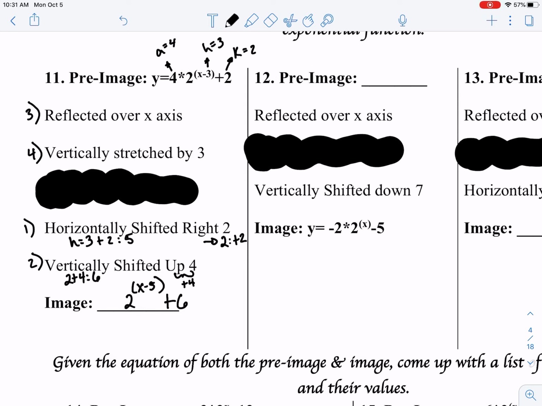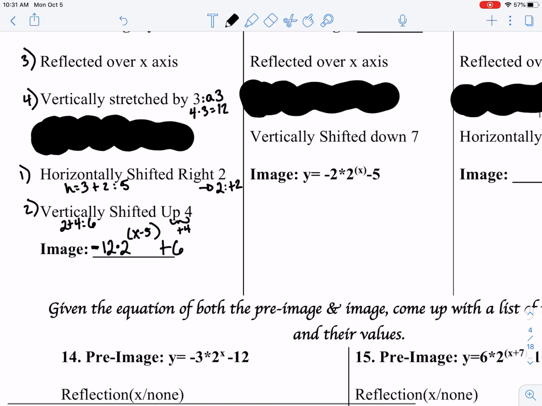Reflection tells me I need to make this a negative. So positive 4 needs to become a negative at the beginning. Stretch by 3 is whatever my A value is times 3. So 4 times 3 is now 12. And that's my equation. Okay.